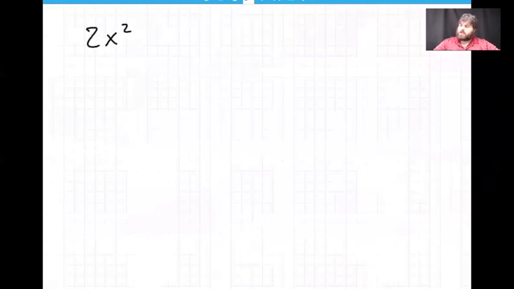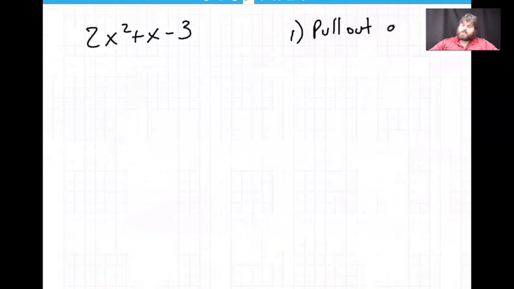Okay, so I have 2x squared plus x minus 3. So I try to pull out my greatest common factor. I realize there is no greatest common factor, so really in this problem, A is still not going to be 1. So I have to do something different. So first thing I tried to do was pull out the GCF, the greatest common factor, but there wasn't one, and that's okay.